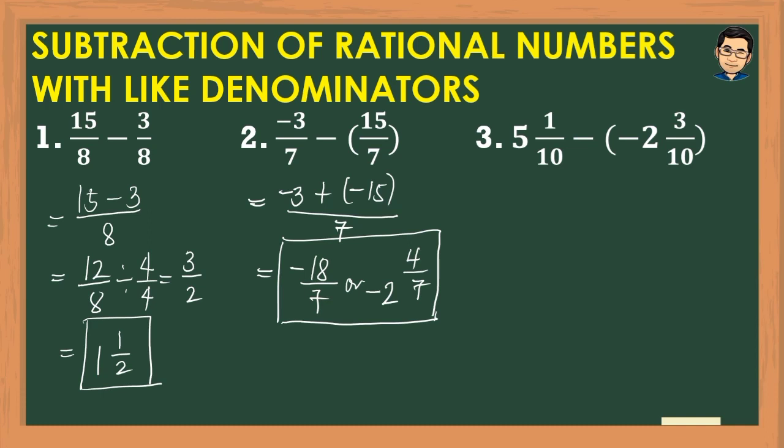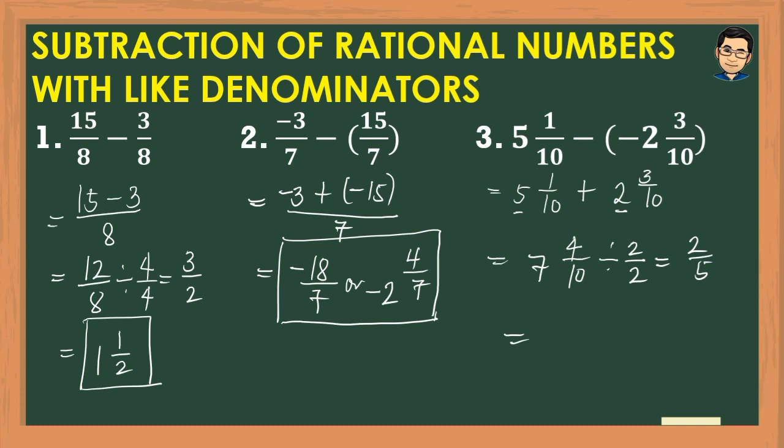Next, 5 and 1 over 10 minus negative 2 and 3/10. So it becomes 5 and 1/10 plus 2 and 3 over 10. Because for the negative 2 and 3 over 10, we change the sign, and then we proceed to addition. So now, we add, 5 plus 2, that is 7, and then 1 plus 3, that is 4 over 10. The GCF of 4 and 10 is 2, so we divide both the numerator and denominator by 2.